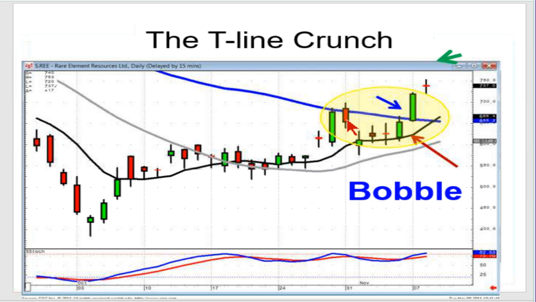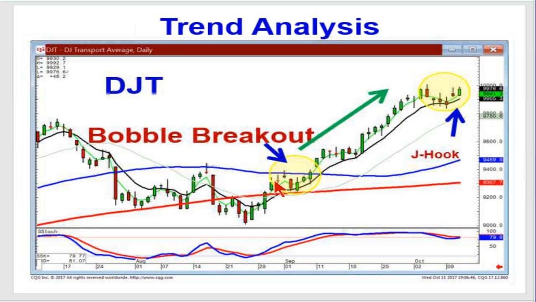So if we took profits here, we're buying back here because we know that this is a J-hook pattern or a more defined bobble pattern, that if you took this 50-day moving average out of here, you essentially have a J-hook pattern. And what do we expect coming out of this bobble breakout? Very simple. We just stay long until we see a candlestick sell signal and a close below the T-line.